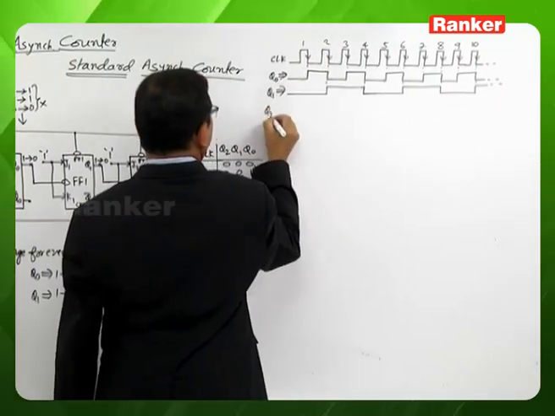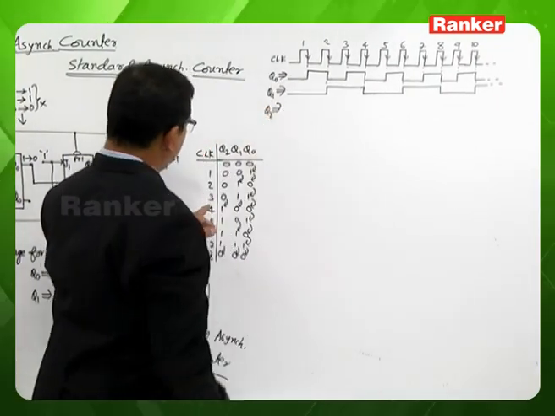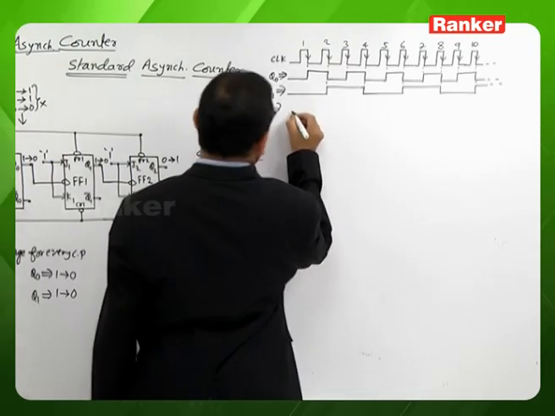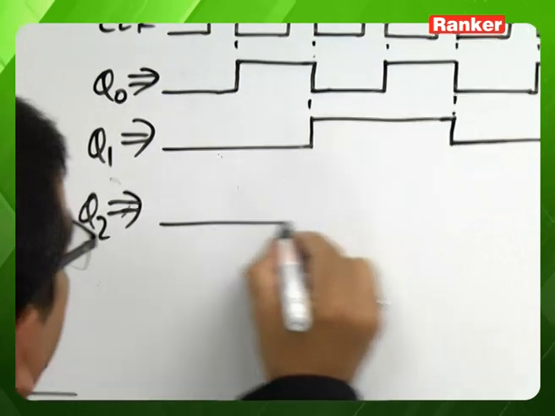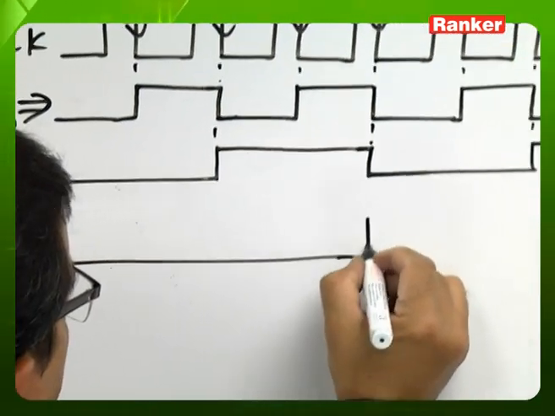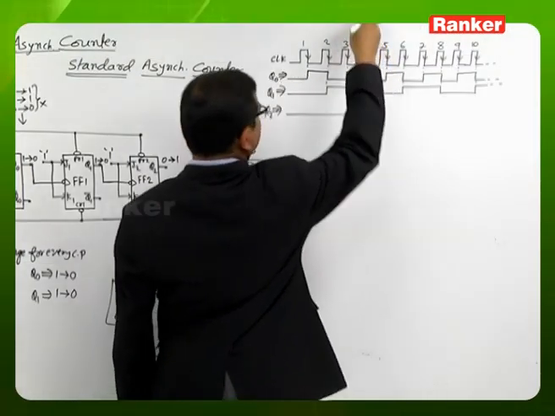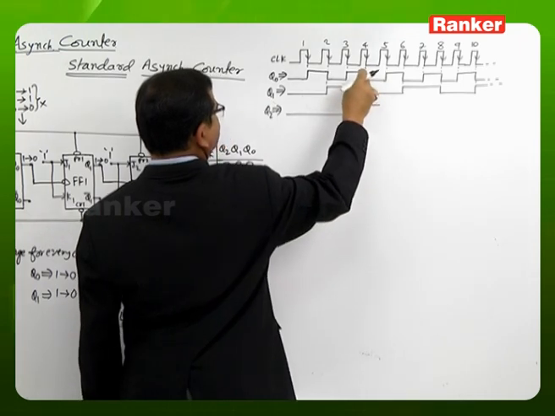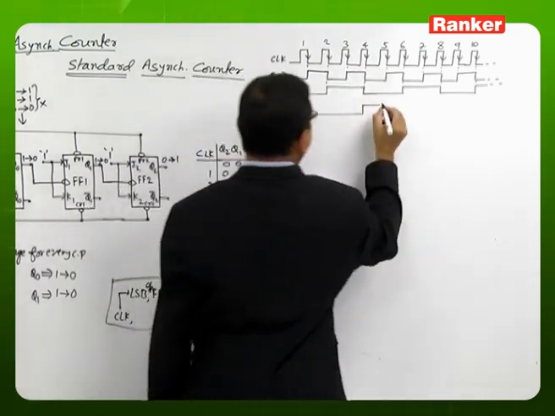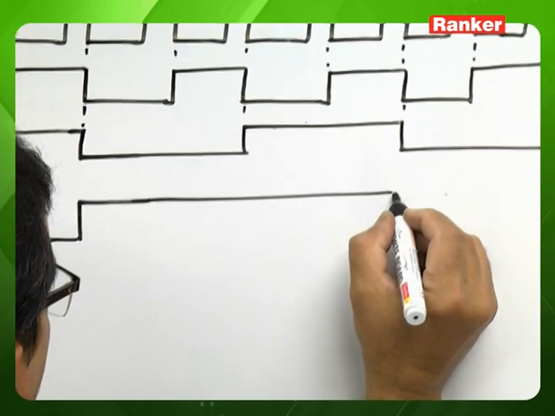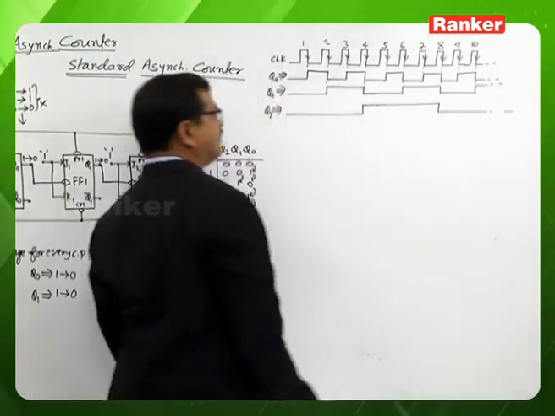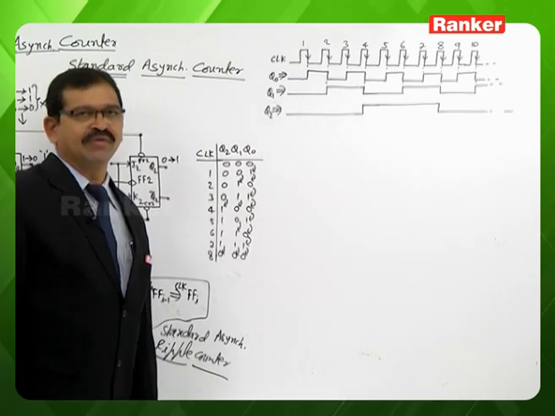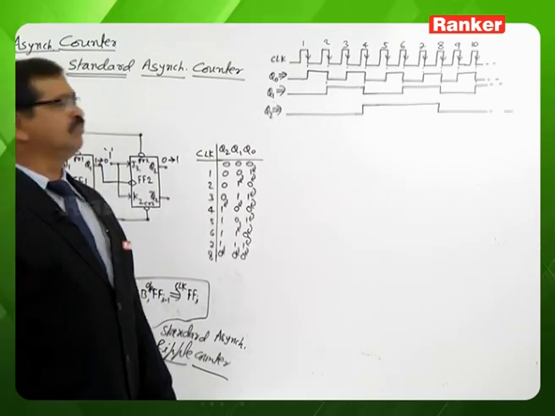And Q2, if you look, initially it is 0 until the fourth clock pulse. After the fourth clock pulse it is 1. Or equivalently, directly you can see whenever Q1 is changing 1 to 0, it has to change. So it is the timing diagram that we are having for this 3-bit ripple counter.